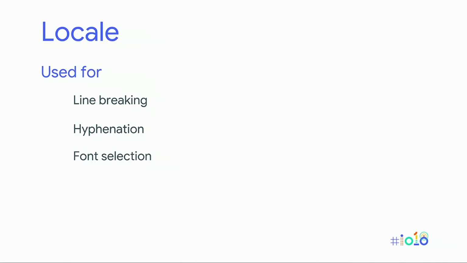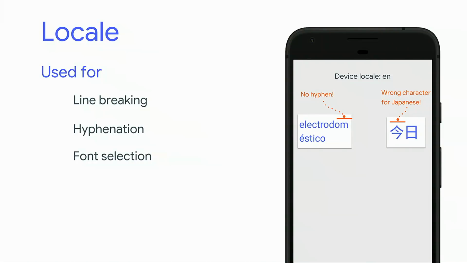Another thing that affects hyphenation is the locale. In this example, we have a device in the English locale and two example strings. One of them is not hyphenated correctly, and the other one did not choose the right glyph for the Japanese text. This will mostly happen for dynamically loaded text, such as strings loaded from the network. And it happens because the system is not aware of the languages of those strings.